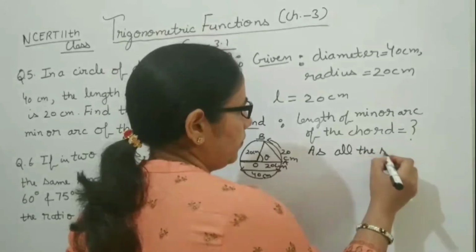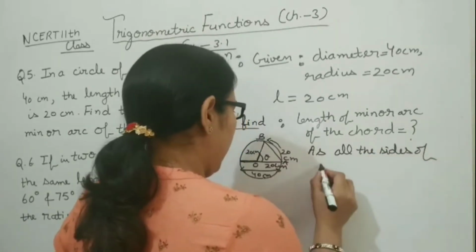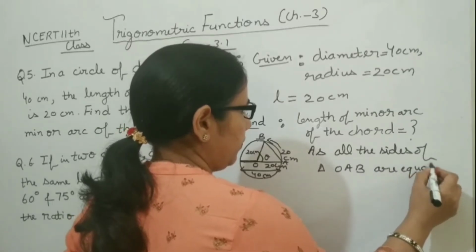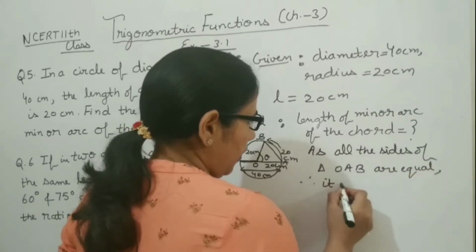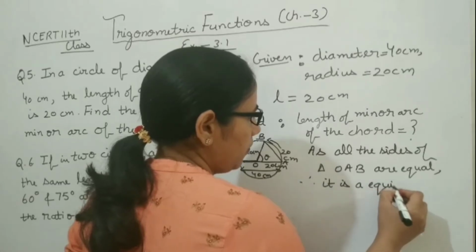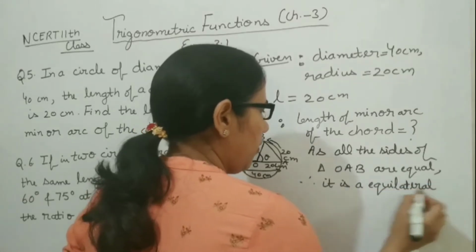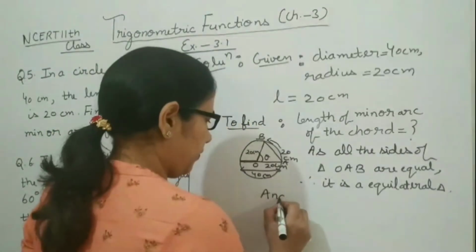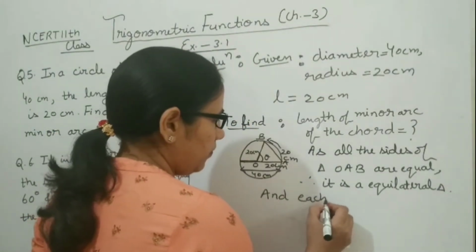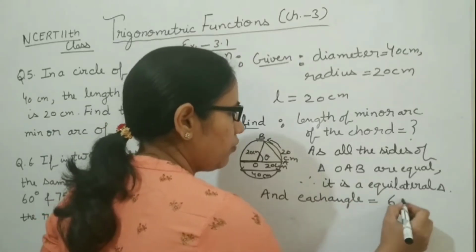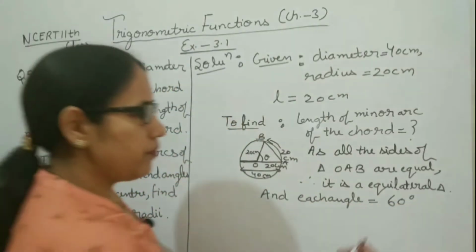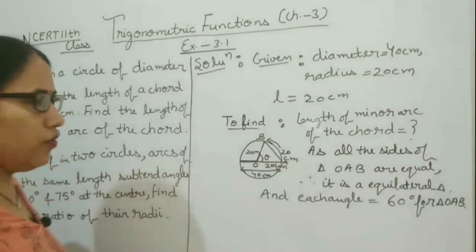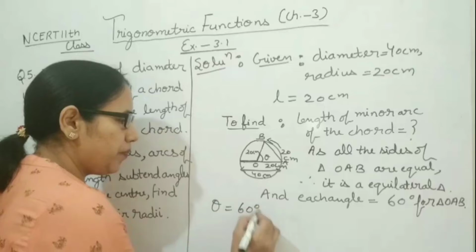As all the sides of triangle OAB are equal, therefore it is an equilateral triangle. If all sides are equal, then the triangle is equilateral, and each angle will be equal to 60 degree in an equilateral triangle. For triangle OAB, clear? So theta will be 60 degree.